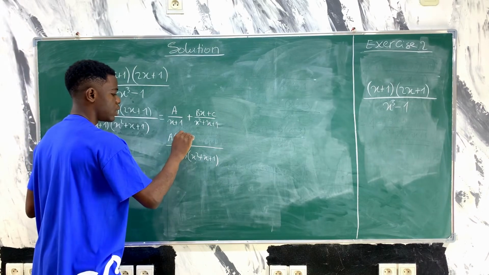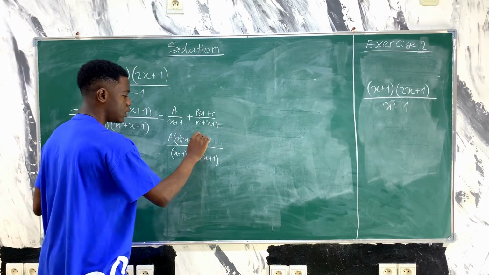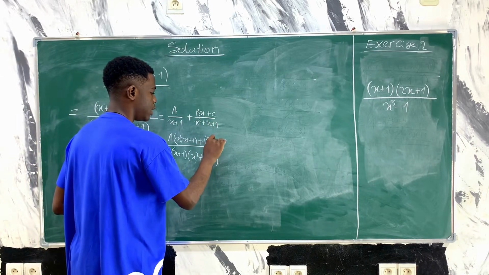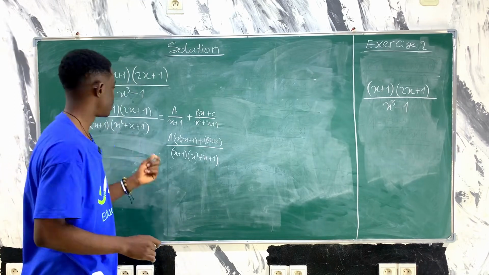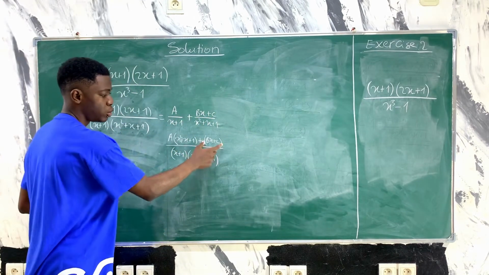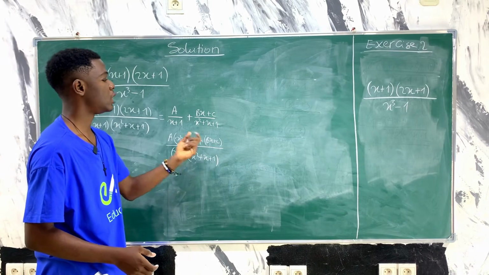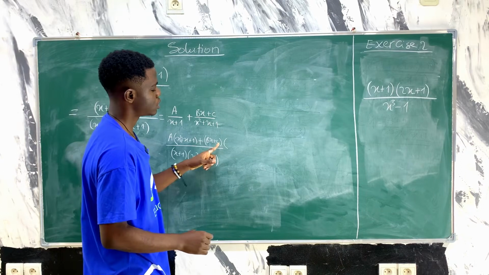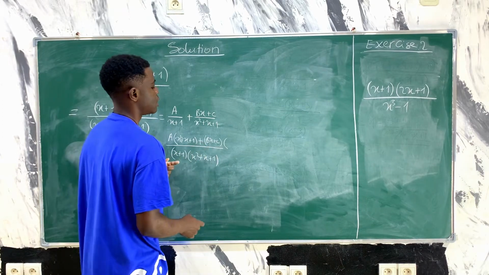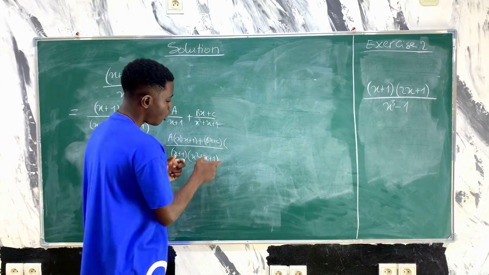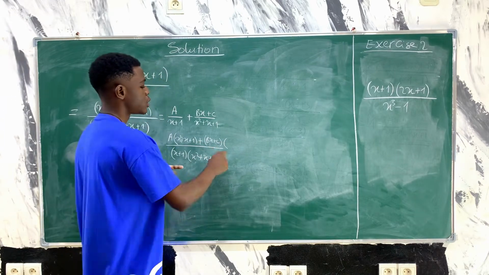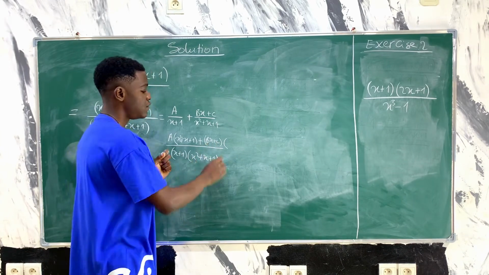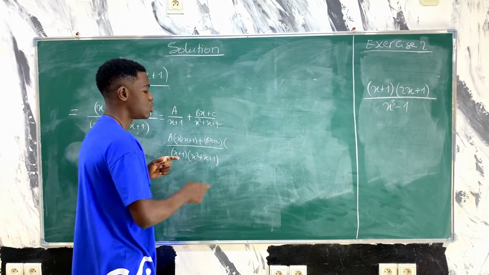You write here x squared plus x plus 1, plus, to copy this, you put your bracket here, bx plus c. When you deal with bx plus c, you always put your bracket, because many students do this wrongly. If you don't put your bracket, it means what you're multiplying will multiply just c. The bracket means that what comes next affects everything inside the bracket. If it is multiplication, it affects everything inside the bracket, not just one term. If it is division, it also affects everything in the bracket.